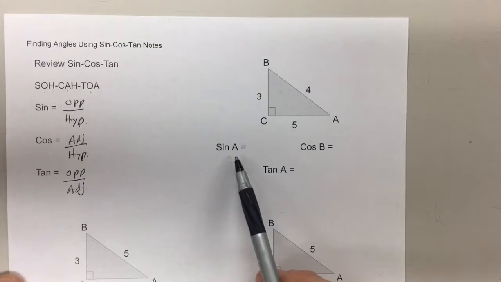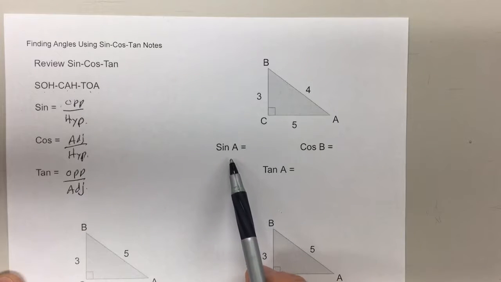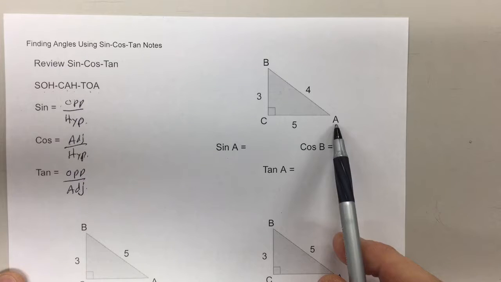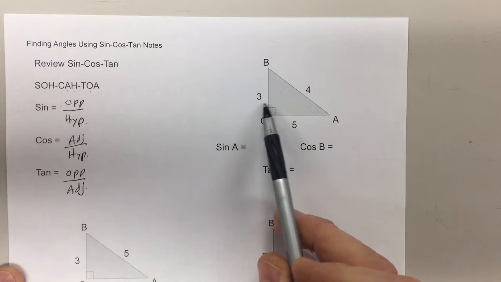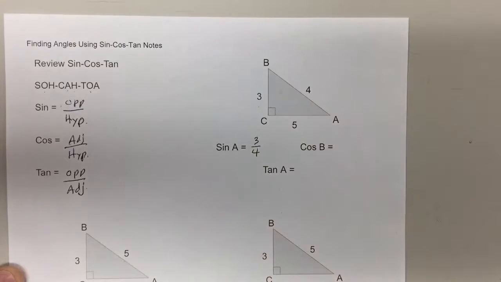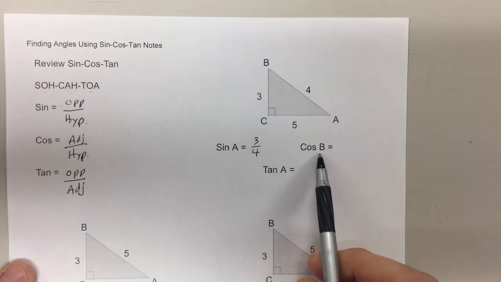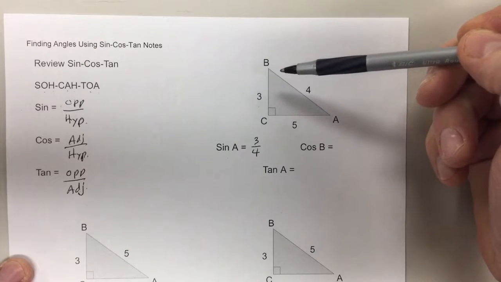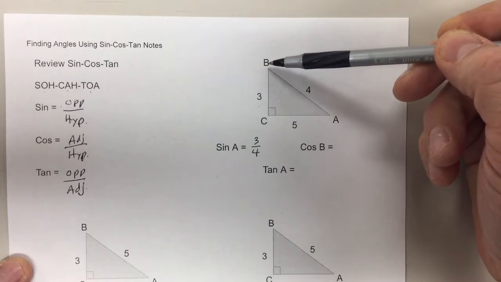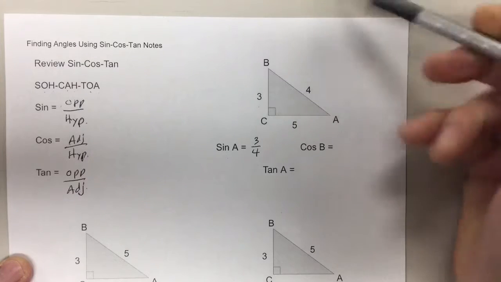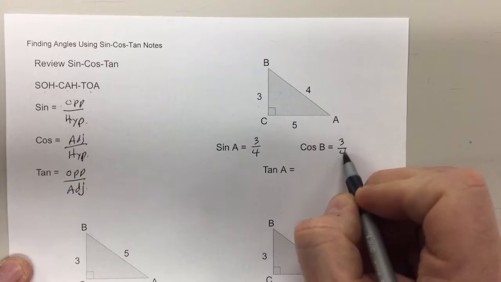To quickly review how we would apply this to a triangle, let's find the sine of angle A. Sine is opposite over hypotenuse, so the opposite side from A is 3, the hypotenuse is 4. So the sine of A would equal 3/4. Find the cosine of angle B. Cosine is adjacent over hypotenuse, so the adjacent side to angle B is 3, and the hypotenuse is 4. So the cosine of B is 3/4.